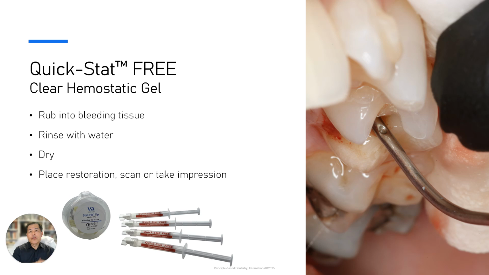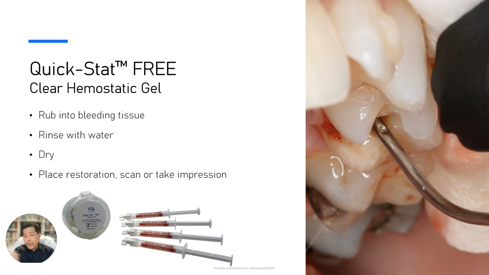With the QuickStat Free, it's also an astringent, and so what I do is I just use my StatFlow tips and I just apply it to the area of the tissue that's bleeding, but I don't really scrub it. I just apply it so I deliver it to the tissue. I deliver it to the broken blood vessels. And QuickStat Free is different because it has aluminum chloride, it has magnesium, and it has those surfactants. And the surfactants help the QuickStat Free penetrate into the broken blood vessels.